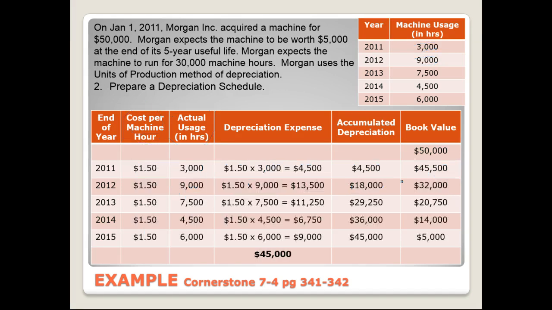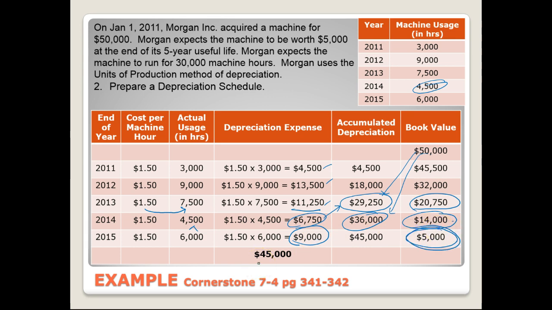Now let's actually look at this all the way completed. 2013, $1.50 times 7,500 hours gets us 11,250. That means if we add up all the 3 years now of depreciation expense we should have accumulated depreciation of 29,250. 50,000 minus 29,250 gets us 20,750. 2014, we do the same thing. It's $1.50 times 4,500 hours, which we grabbed from our chart up here. So it's $6,750. We add that amount to last year's accumulated depreciation, and we get $36,000. 50,000 minus $36,000 is $14,000. And in the last year, if we multiply $1.50 times 6,000 hours, we get $9,000. 14,000 minus 9,000 gets us a $5,000 residual value, which is the residual value we got in all three methods.